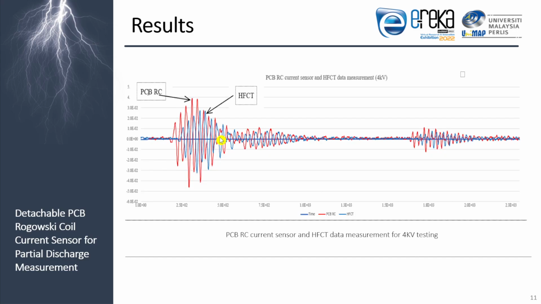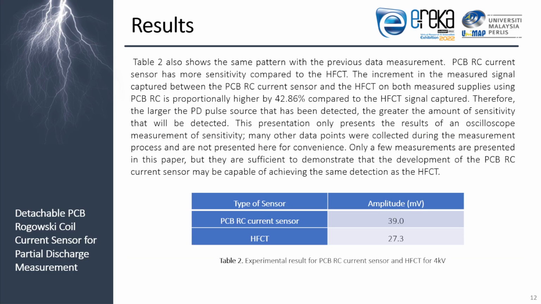And the same goes for the 4 kilovolt measurement testing. We can see the PCB-RC also has a higher amplitude compared to the HFCT in the blue line. And for this second experiment, the PCB-RC is proportionally higher by 42.86% compared to the HFCT signal. Therefore, the larger the PD pulse source detected, the greater the sensitivity will be.